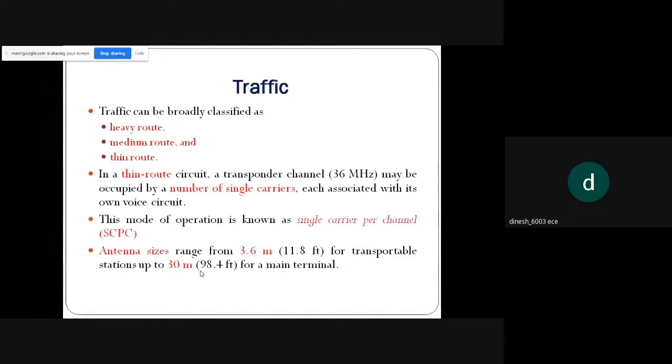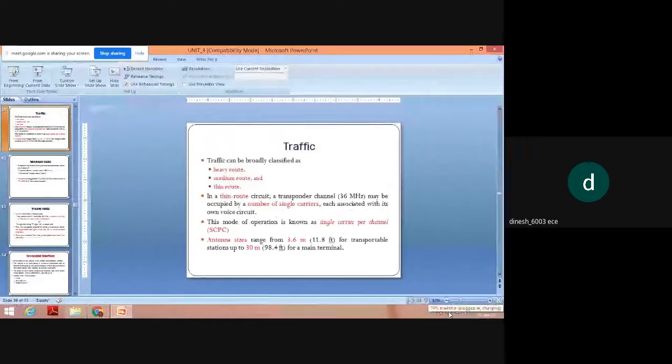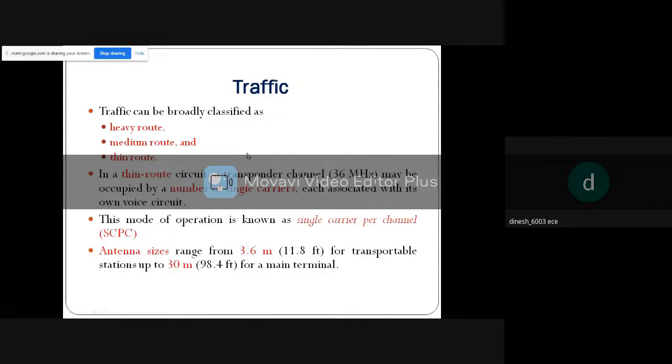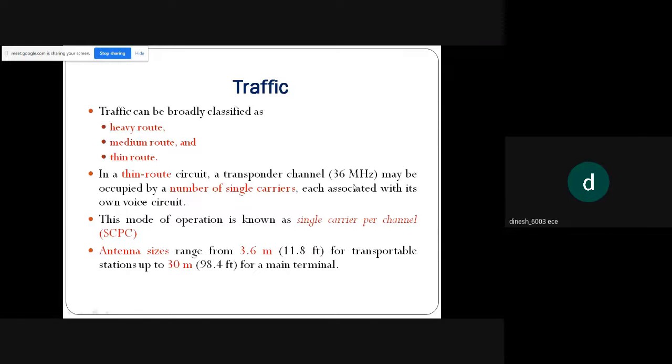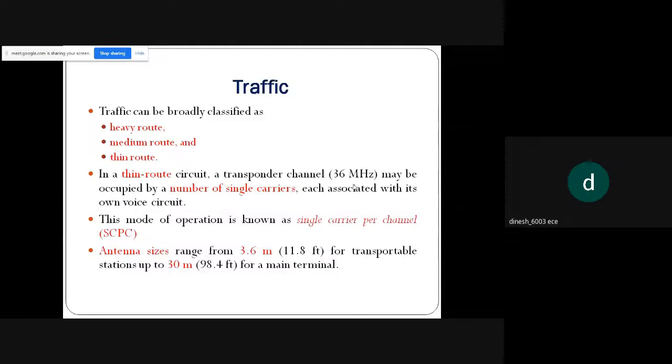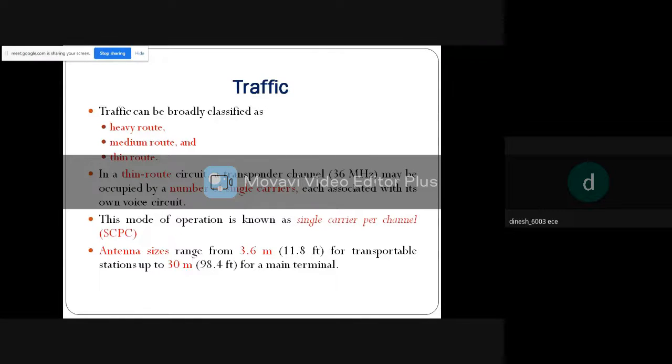So the subtopic in this is your traffic. We had said that traffic is of three types classification: heavy route, medium route, and thin route. We had seen that thin route is a transponder channel, 36 megahertz, occupied by a number of single carriers associated with its own voice circuit. So the mode of operation is single carrier per channel, SCPC, in thin route, where the antenna sizes range from about 3.6 meter or 11.8 feet for transportable stations up to 30 meters, which is 98.4 feet for main terminals.